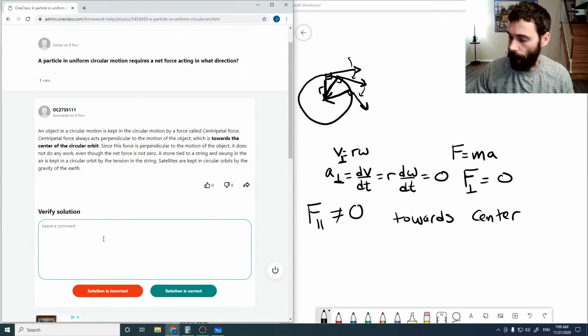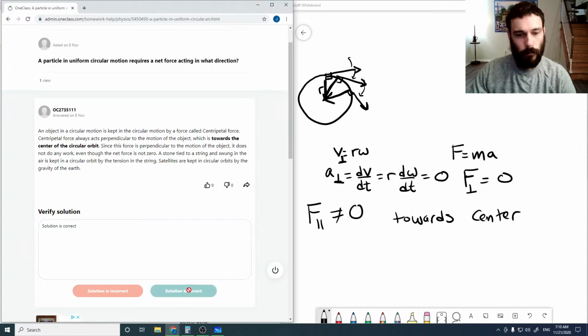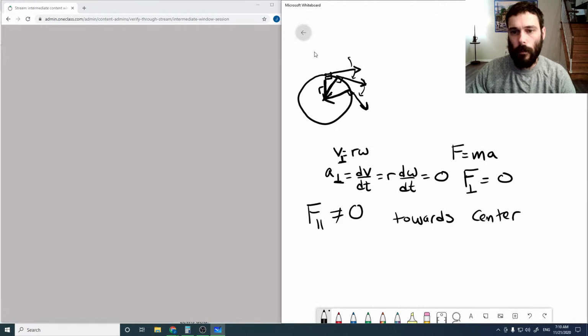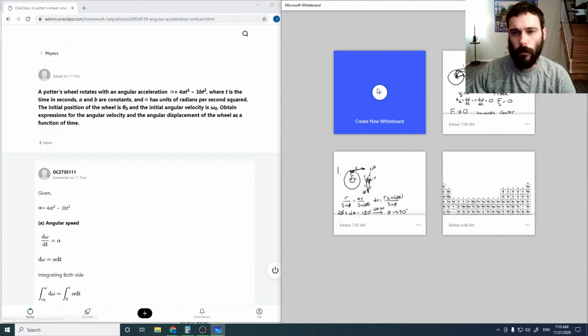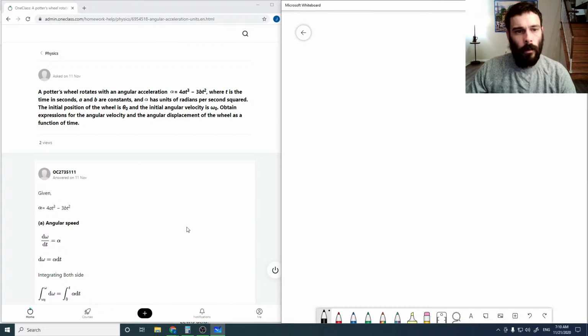Satellites have, okay. So, solution is correct. Looks good. And let's do this.